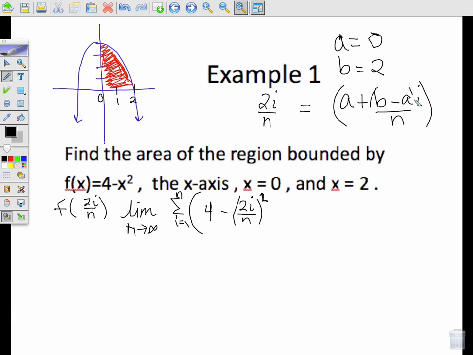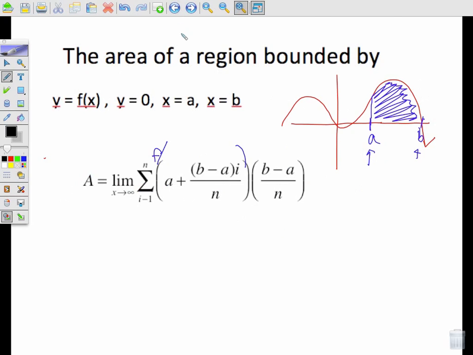Now here's where I got the 2i over n. Again, I did a plus b minus a, i over n. I put in 0 and 2, so all this comes from the interval. 0 is the a value and 2 is the b value, and we're going to substitute right here. And then I got 2i over n, and this is f of 2i over n. I put it right in here for the x.